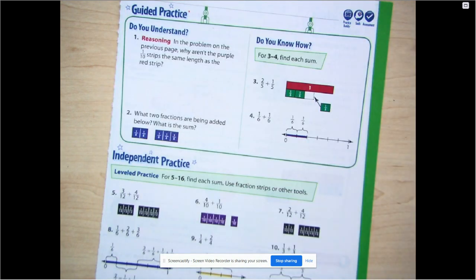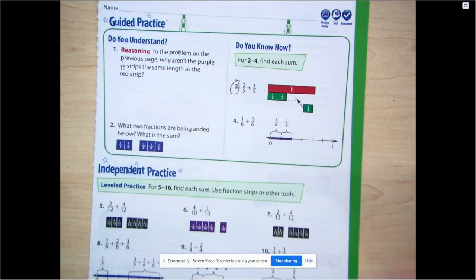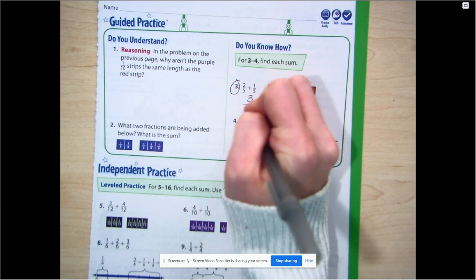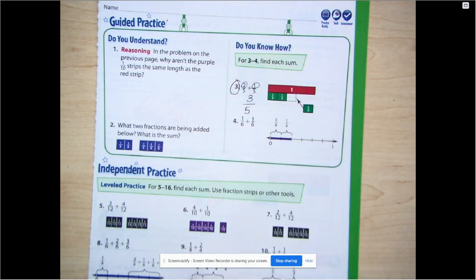Are you ready? Okay, let's take a look at number 3. We're adding 2/5 plus 1/5. Can you put into the Edpuzzle what the answer is to 2/5 plus 1/5? Go. Okay, you should have put in 3/5. Remember, all we do is add the numerators and the denominator stays the same.